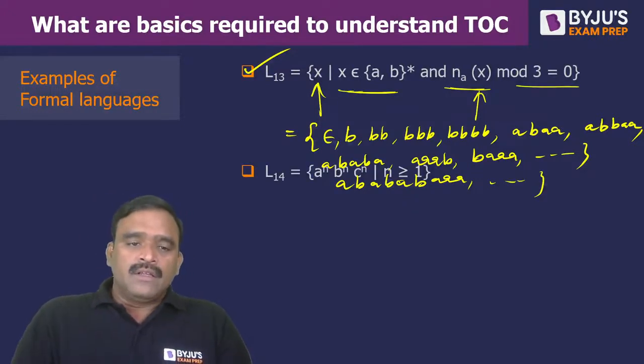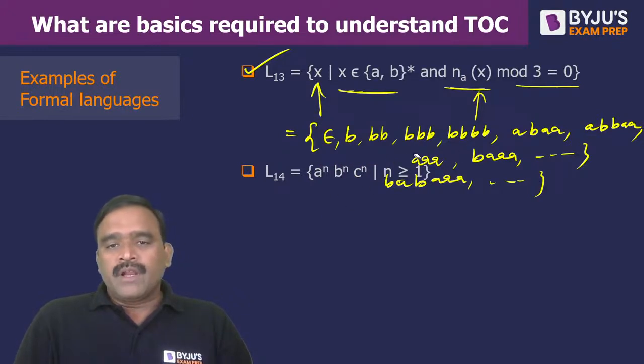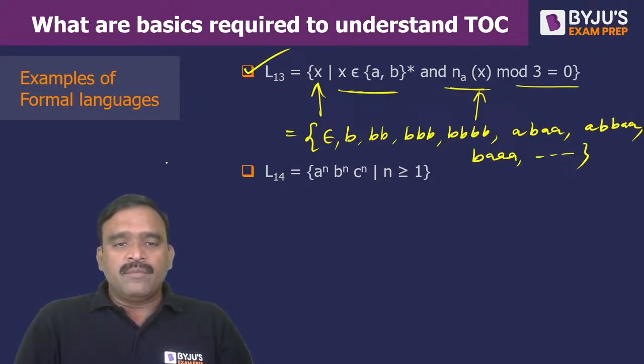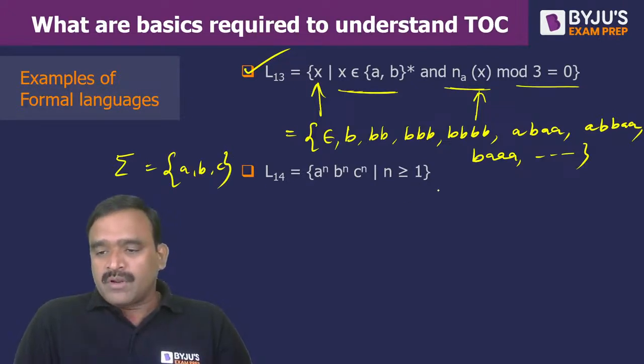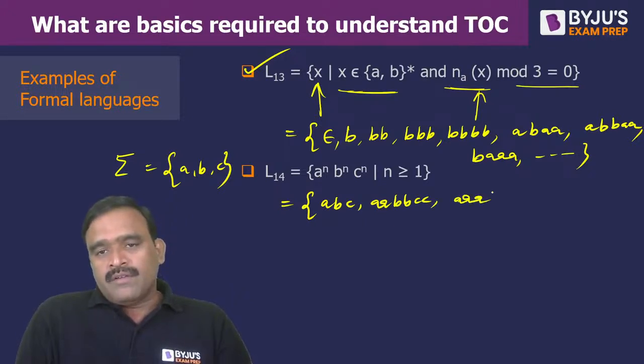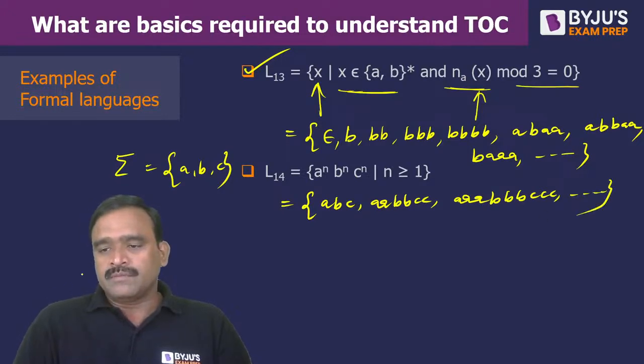And L14 you see, A power N, B power N, C power N, N greater than or equal to 1. What does it mean? What is alphabet for this? Alphabet sigma is equal to A, B, C for L14. And A is followed by same number of B's followed by same number of C's. So we can have A, B, C, A, A, B, B, C, C, triple A followed by triple B followed by triple C. So this type of strings are possible.